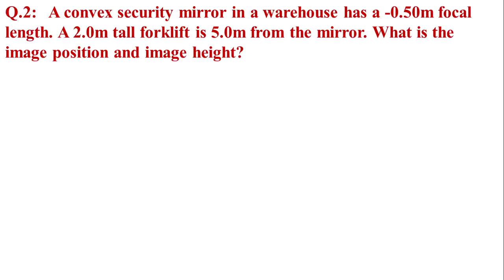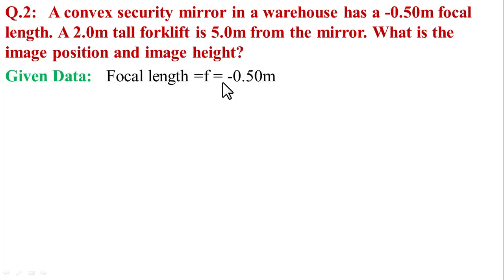Now in the second numerical, the given statement: a convex security mirror in a warehouse has a 0.50 meter focal length and a 2 meter tall object is 5 meter from the mirror. What is the image position and image height?